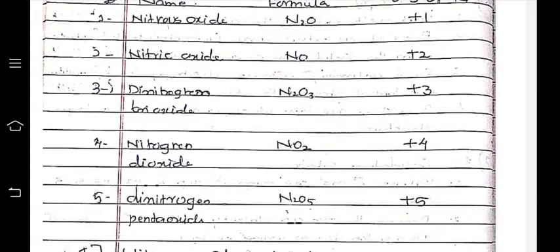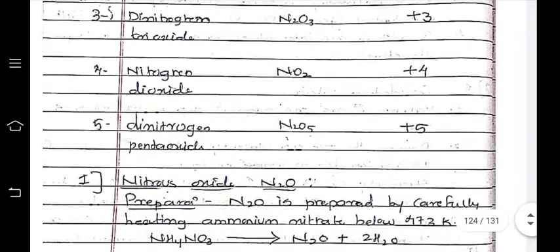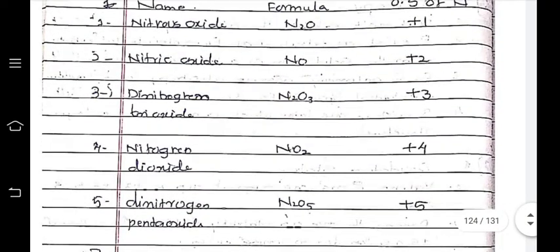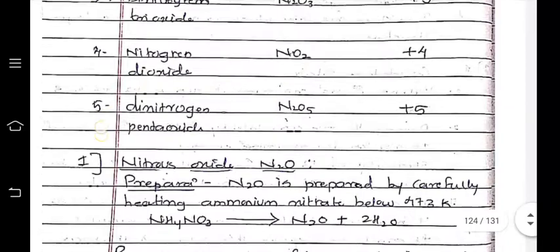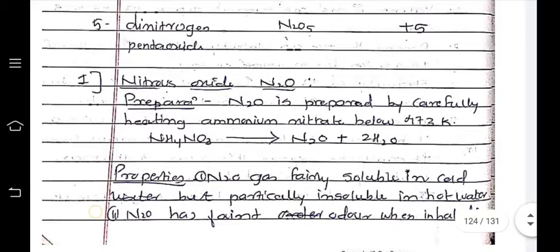N2O nitrous oxide, NO nitric oxide, N2O3 dinitrogen trioxide with +3 oxidation state. Nitrogen dioxide, and nitrogen pentoxide having the +5 oxidation state. These oxidation states are important. MCQ questions are asked on these oxidation states.